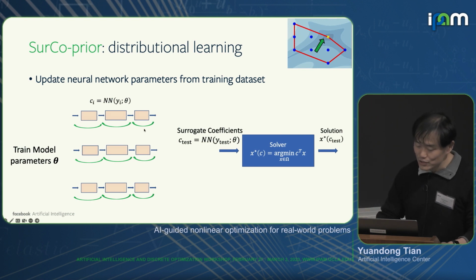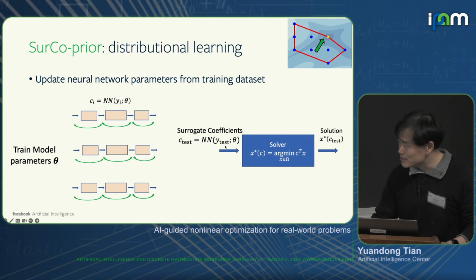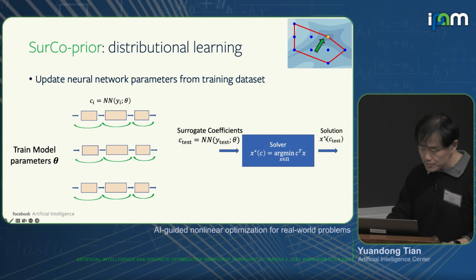So once you have trained this neural network, then during test time you can plug in your test problem description, and that will give you the coefficient C. That coefficient C is then used to call this linear solver and get a solution, which is the x star for the original nonlinear optimization problem.